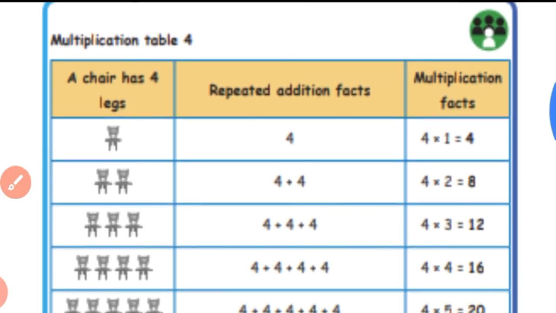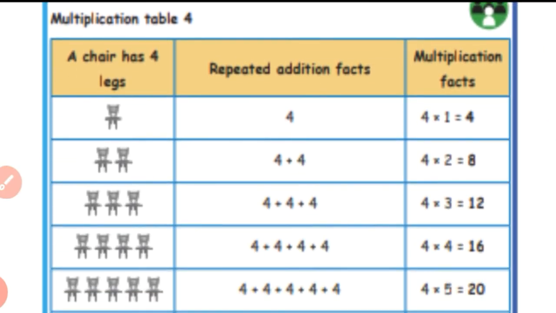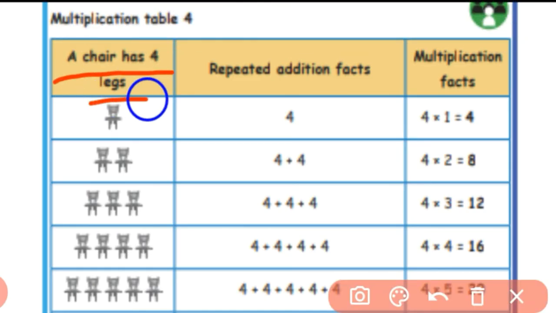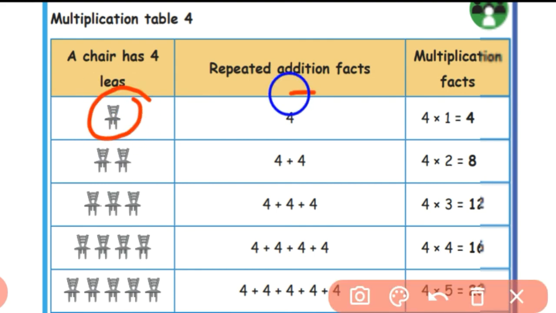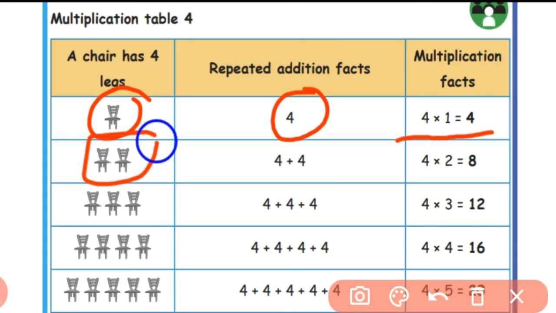Next one, multiplication table 4. See, a chair has 4 legs, repeated addition facts and multiplication facts. A chair has 4 legs, one chair and 4 legs. So, 4 into 1 is equal to 4. Next one, see, 4 plus 4. 4 into 2 is equal to 8.